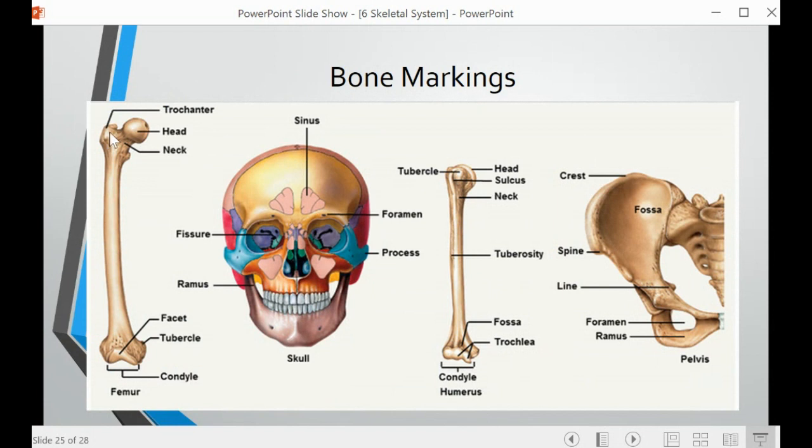And so we get trochanters, we get the head of the bone, the neck of the bone, we get facets and tubercles and condyles. We get processes, foramen, sinuses, fissures, ramus. We get tubercles and sulci, or just one sulcus. A neck, we get tuberosities, fossa, trochlea, condyles. This is a humerus, that's a femur. This is the pelvis. We get fossas and crests and spines and lines and foramens and ramuses. And that's a lot of things that we get. So what is each one of them?